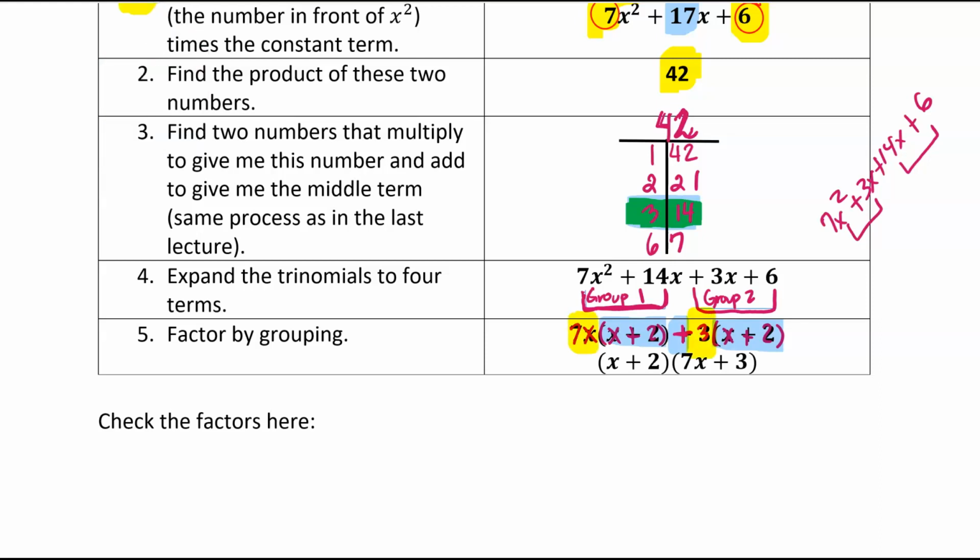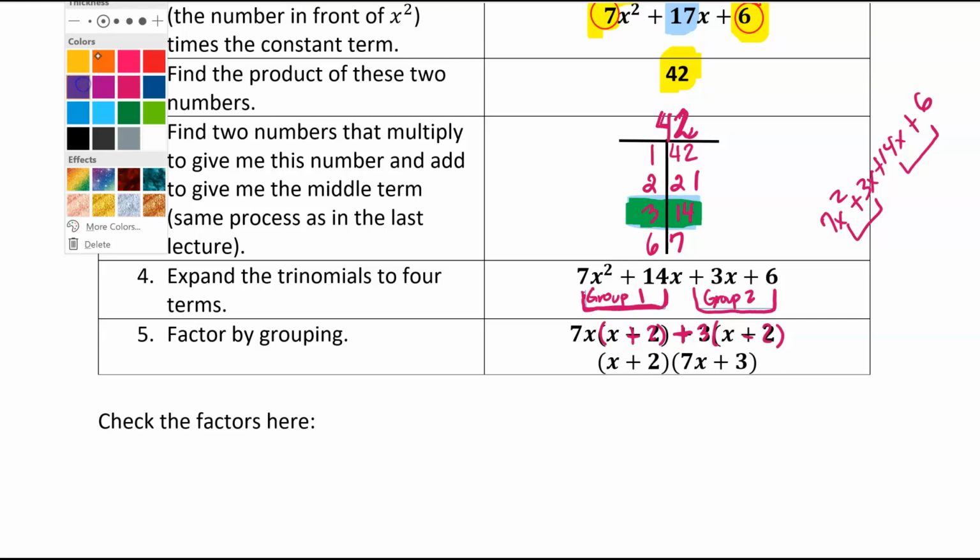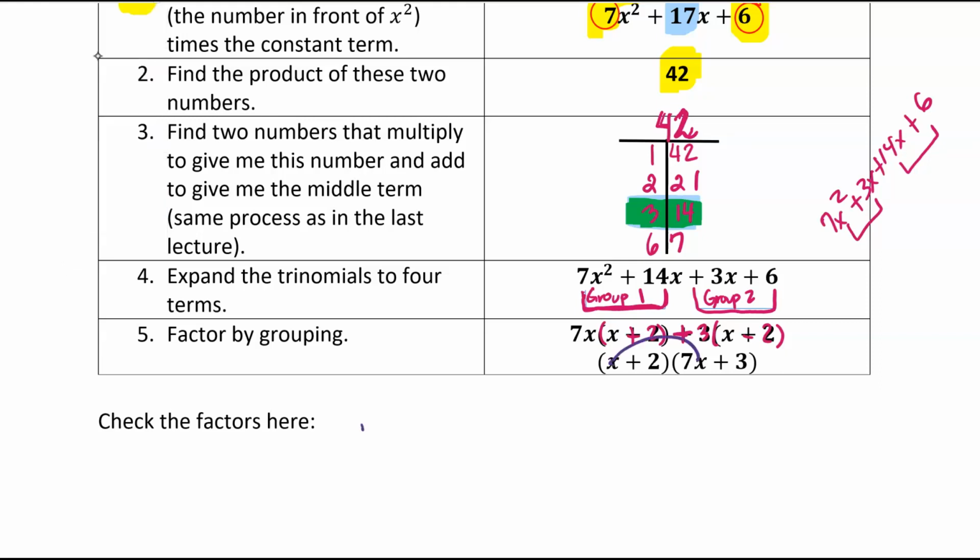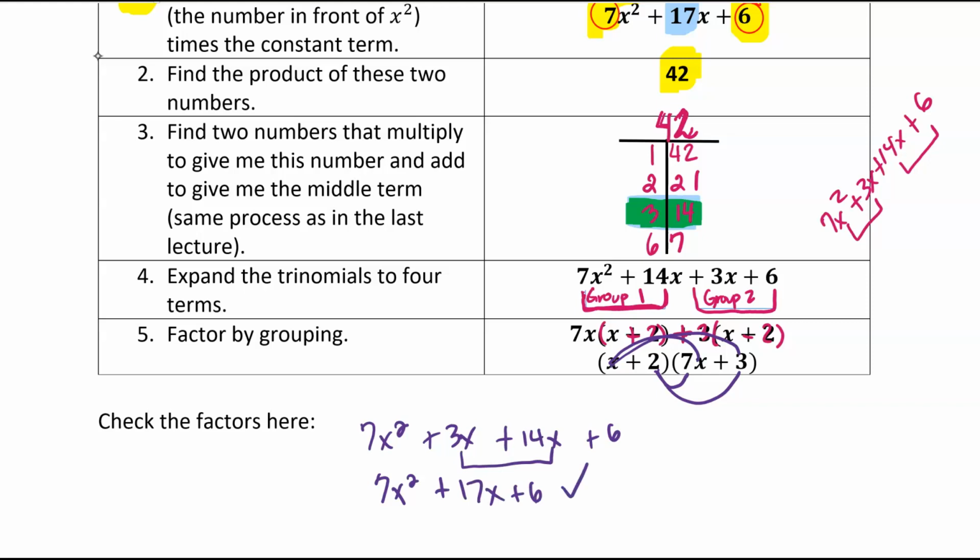And you can always check that, of course, by multiplying your factors. Make sure that when you multiply your factors, and I'm going to go ahead and do it really quickly. X times 7x is 7x squared. X times 3 is 3x. 2 times 7x is 14x. 2 times 3 is 6. So what you have is 7x squared plus, like terms here, 17x plus 6, which checks out.